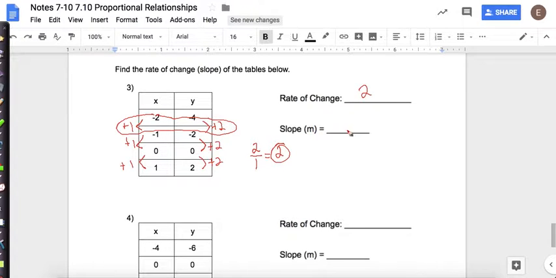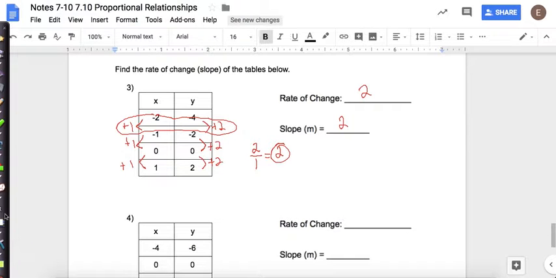And since slope means the same thing as rate of change, we also call it 2. And notice I put an m in because slope is represented as m equals 2. So instead of writing out slope, sometimes we write m equals 2, and it means the same thing as slope. It's just the letter that represents slope.